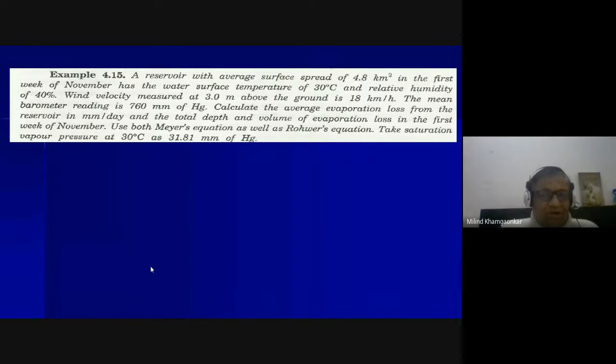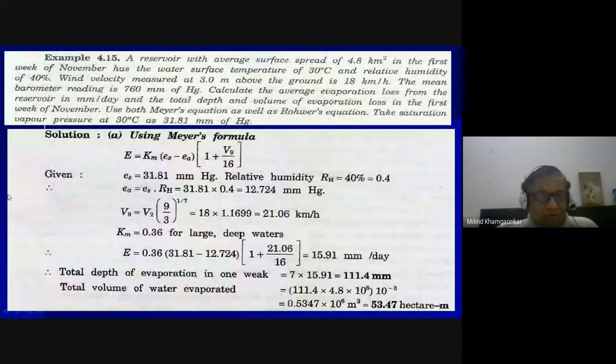Saturation pressure ES is given as 31.81 millimeters of Hg at 30 degrees. The formula we have is E equals Km into (ES minus EA) into (1 plus V9 upon 16). We have the saturated vapor pressure 31.81. Relative humidity is given as 40%, so actual vapor pressure will be saturated pressure multiplied by the relative humidity. Keep this point in mind, how to find the actual vapor pressure using relative humidity. So 31.81 into 0.4 gives 12.724, the actual vapor pressure at that time.